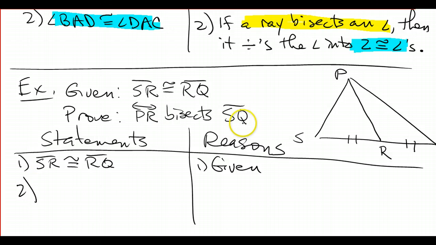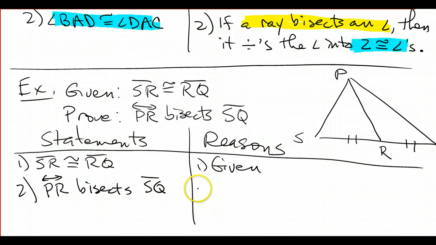Well, in order to show that something has bisected a segment, I have to show that it's divided into two congruent pieces. Do I have two congruent pieces? I do have two congruent pieces because I have SR congruent to RQ. So again, two-step proof. We'll get into some longer ones. I've got line PR bisects SQ.